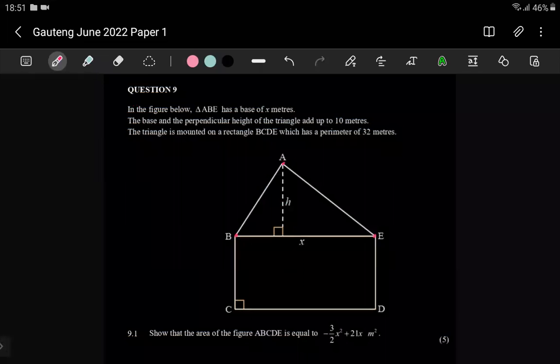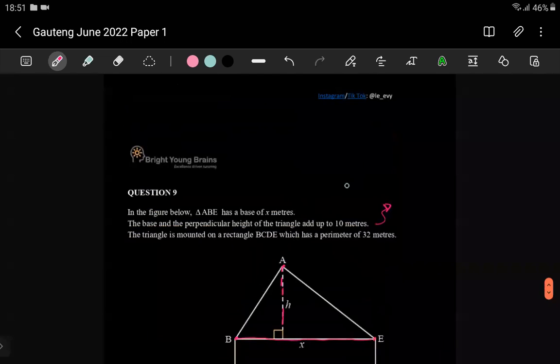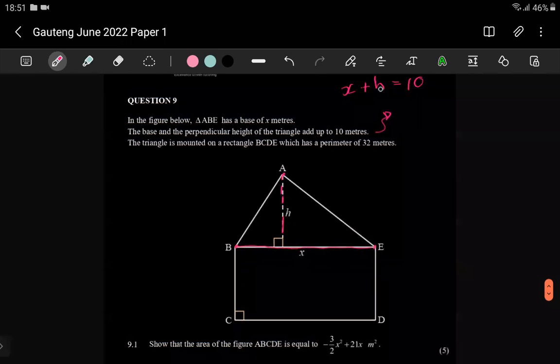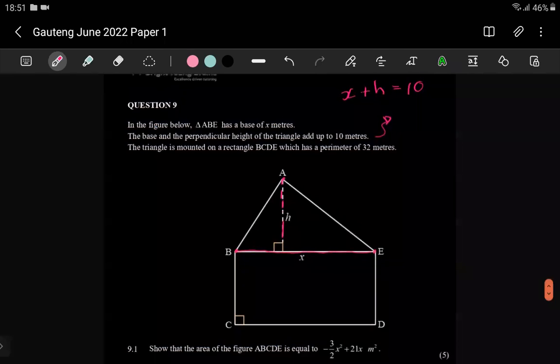So this sentence is important because you don't want to just let these kinds of information slide. They said the base, which is this distance here, so it's X, right? And the perpendicular height, which is H. So what we already know from this statement is they're trying to tell us that X plus H is equal to 10. That's important because now we have an equation which will allow us to write one of these variables as the subject of the formula.